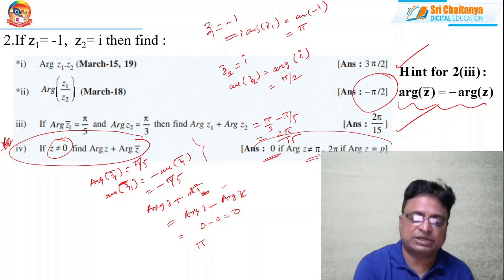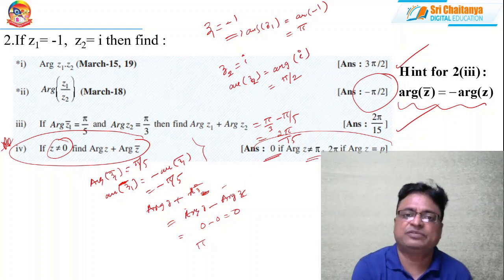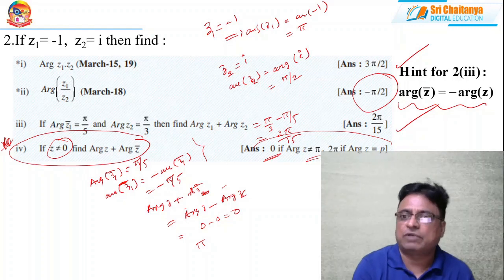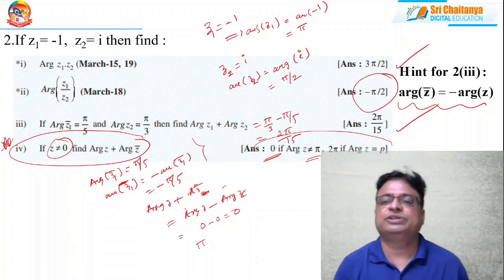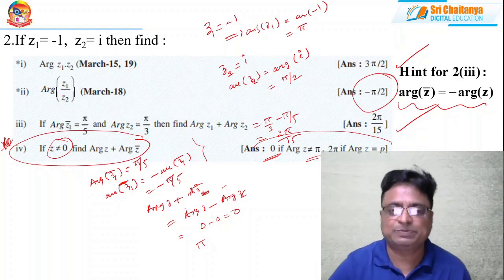Because the original answer is what? Argument of Z plus argument of Z bar is equal to either 0 or what? 2 pi, provided argument Z is not equal to 0. Okay, my friends. So please practice this one.